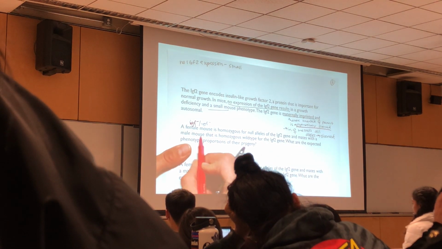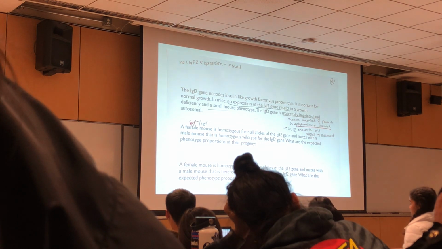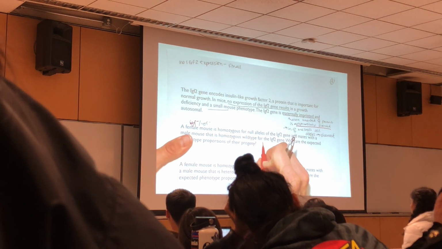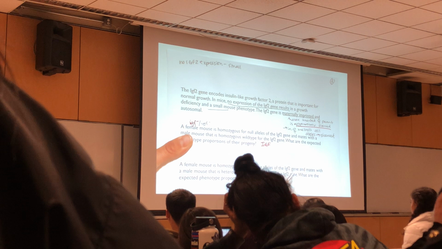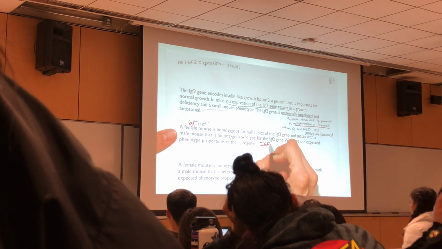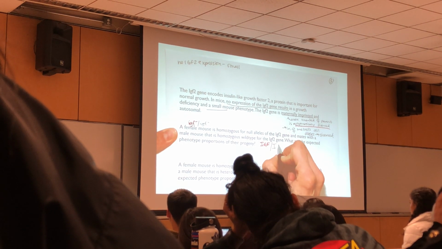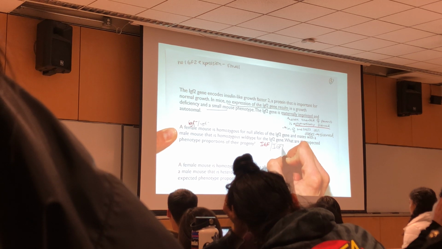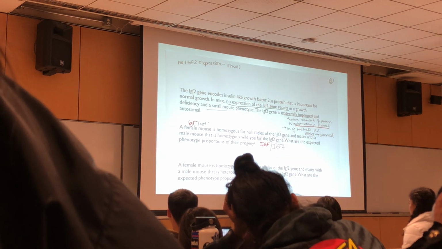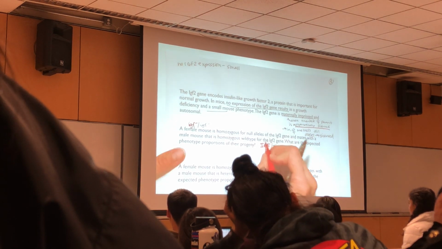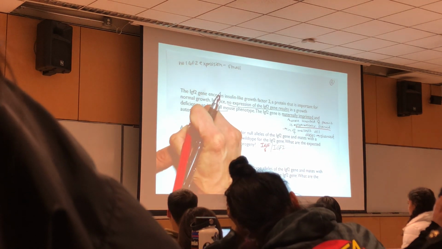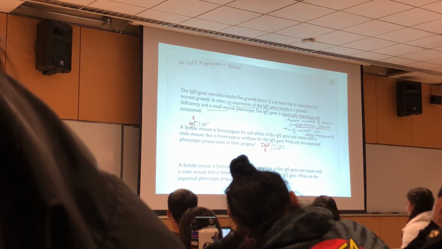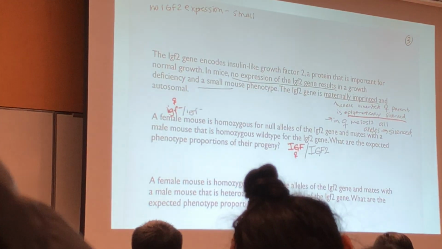She mates with a male mouse that is homozygous wild type for the gene. So in this male mouse, he's got one allele that's epigenetically silenced. It's red. That's imprinted. The other allele would be on, and this would be the one that he inherited from the maternal parent. What are the expected proportions of their progeny?